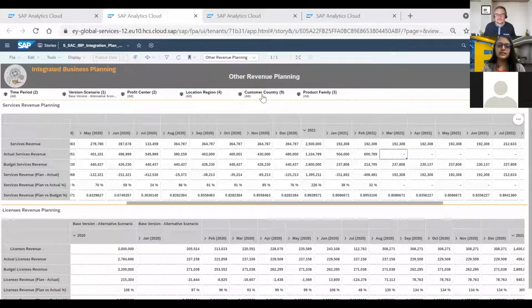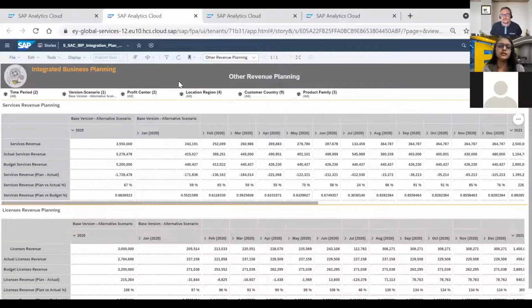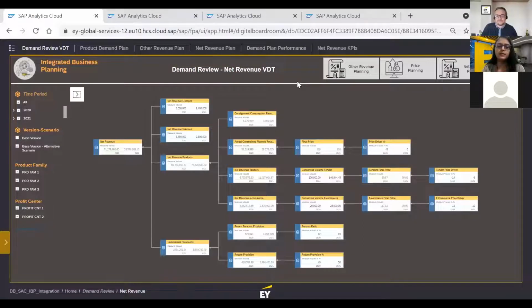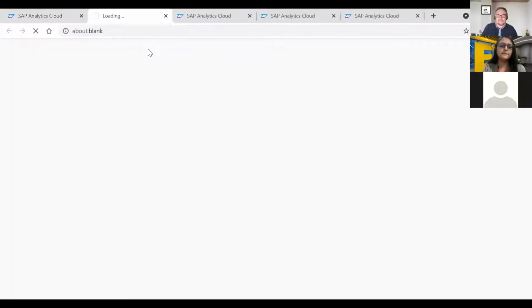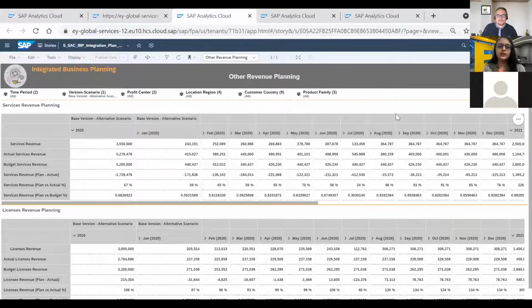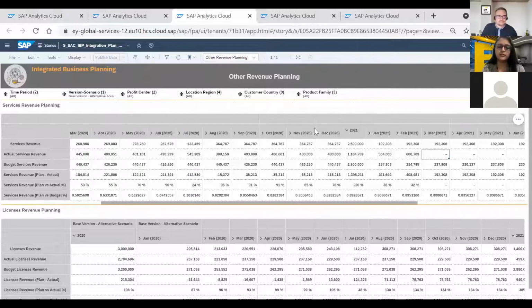Thanks, Robert. As just explained, the value driver tree that we saw earlier helps us to do top level or aggregated simulations. In case we want to do detailed planning as well, we have these separate tabs in the value driver tree, on the top. If we open, for example, the other revenue planning tab, we have a detailed planning table here, which has filters on the top. If the business experts or users want to do detailed planning on either a profit center, location, product, or customer level, then they can choose the right filters and do planning for the future periods.